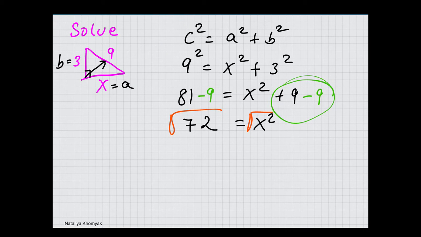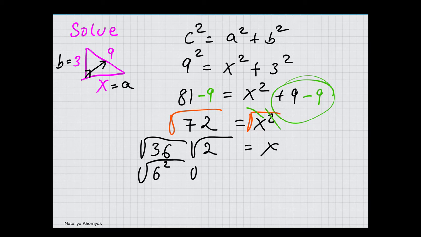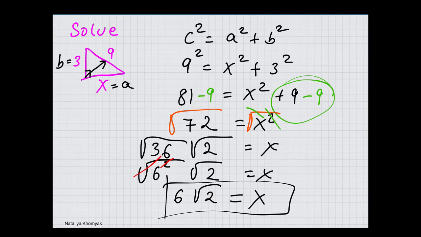Square root, square root. Square root and the second power will cancel. The largest perfect square that will go into 72 is 36 times 2, and it's still equal to x. 36 is 6 to the second, times radical 2, equals x. Square root and second power will cancel. So we have 6 radical 2 equals x, and this is our solution.